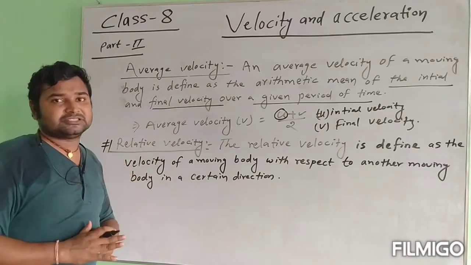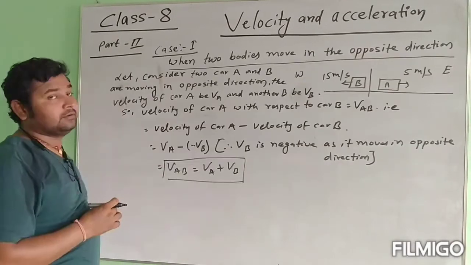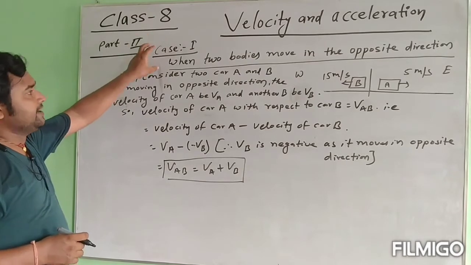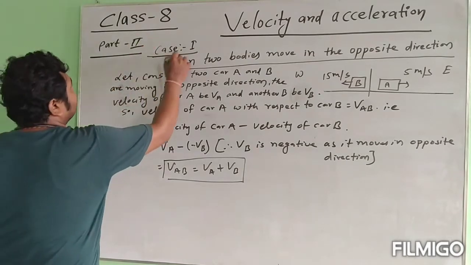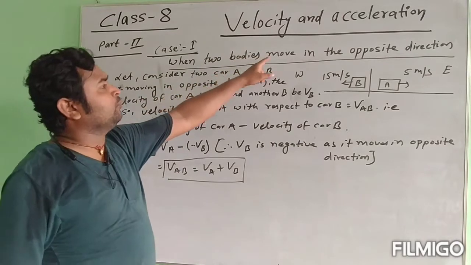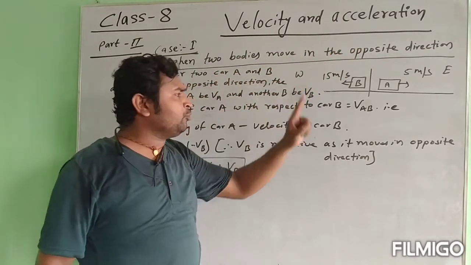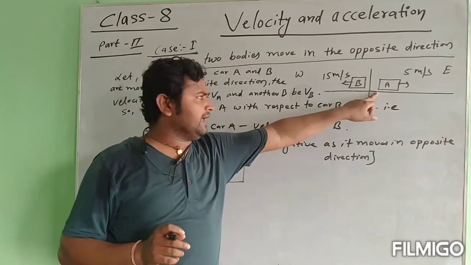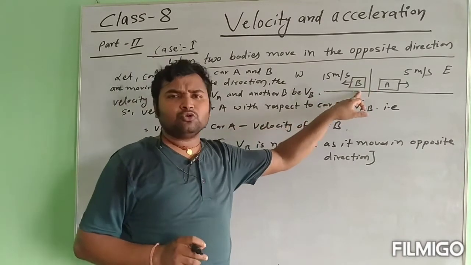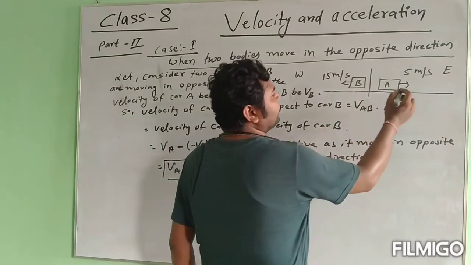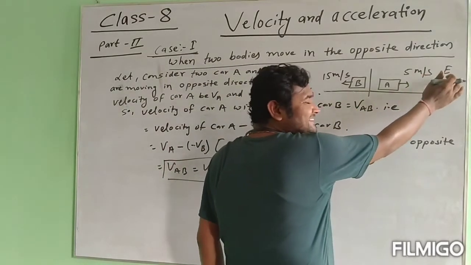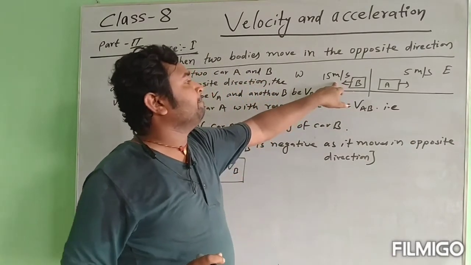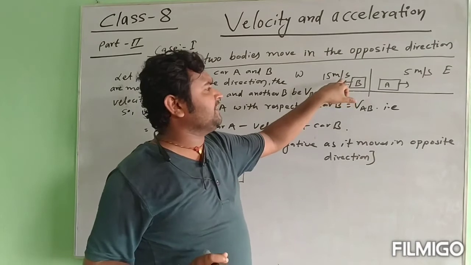Okay, now in relative velocity, case number one. When two bodies are moving in opposite directions, suppose there are two cars, A and B. One car is moving with 5 meters per second in the east direction, whereas the other car is moving from the west direction, that is, in 1 second, 15 meters.